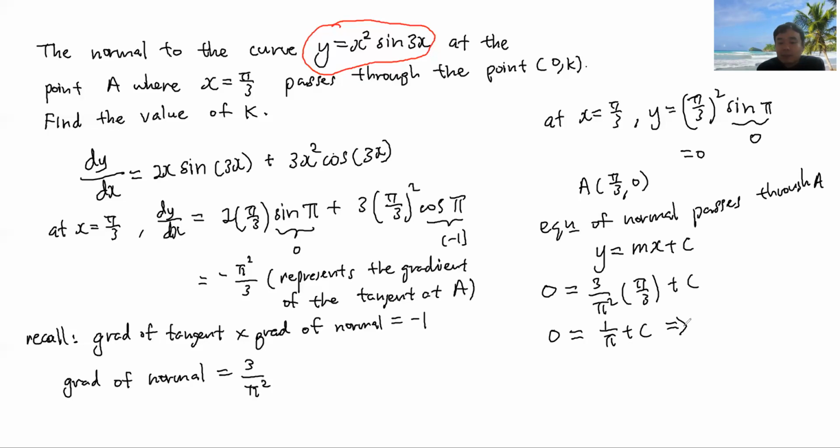So what does that imply? It tells us that c is -1 over pi. So our equation of normal is y equals 3 over pi squared times x minus 1 over pi.